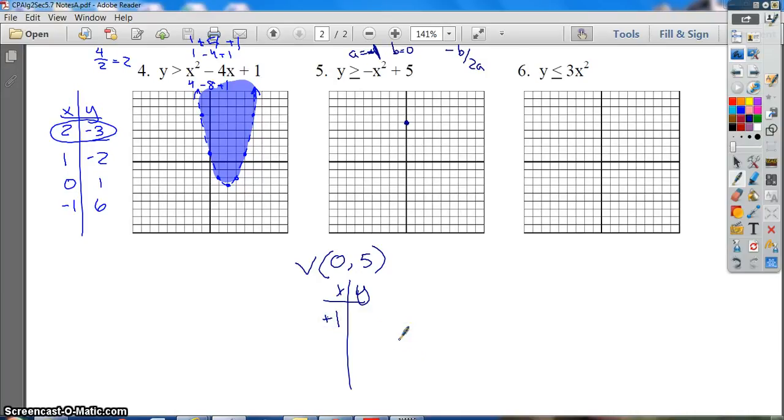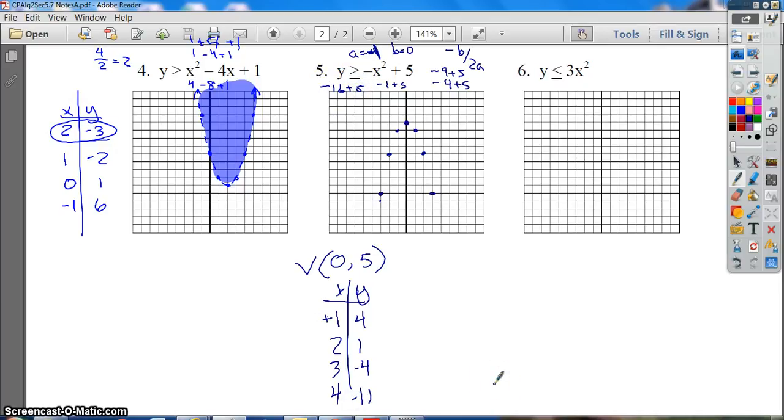Okay, if I put positive 1 in here, I get negative 1 plus 5, so I'm going to be at 4. I'll put 2 in. That will be negative 4 plus 5, which is 1. This guy's going to accelerate off the charts quick. So this is negative 9 plus 5, so we're at negative 4 already. Mirror him up. If you put 4 in, 4 squared is 16, negative 16 plus 5, you're off the charts. It's at negative 11.